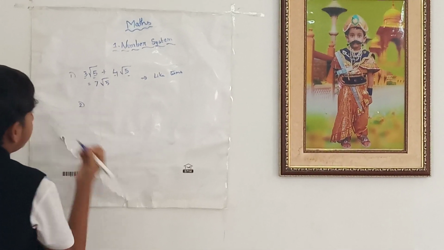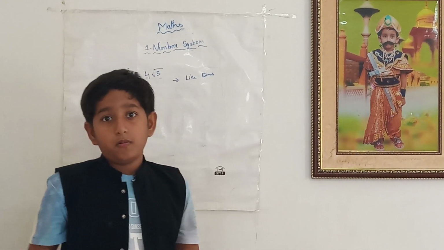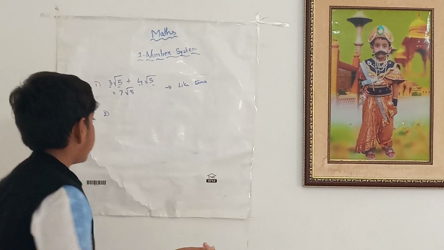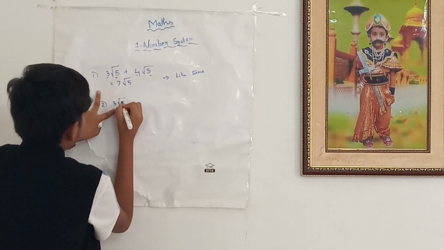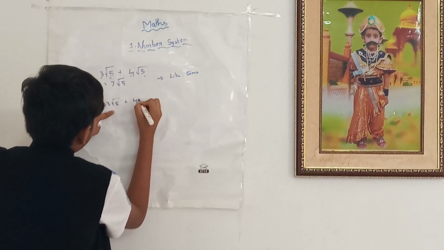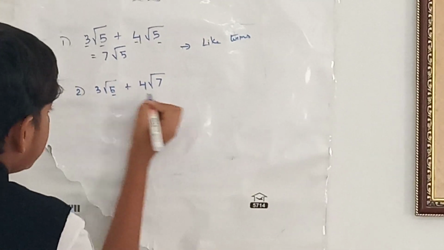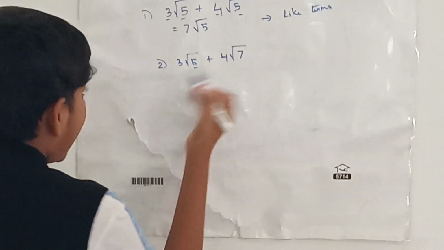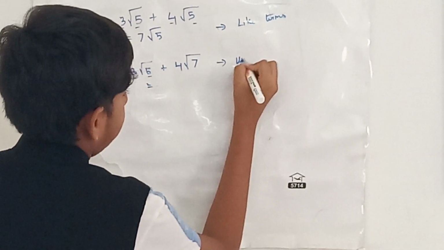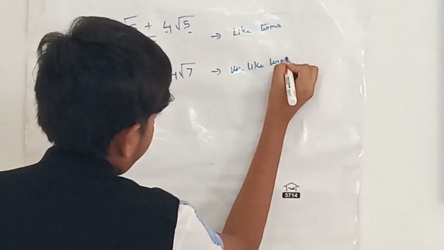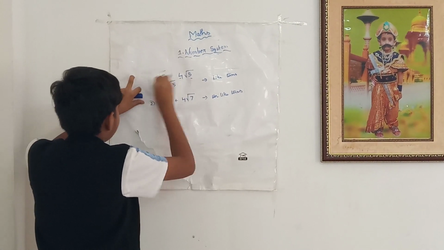And next we will talk about unlike terms. You will be having a doubt: can we add the unlike terms, can we multiply the unlike terms? We will see that. We will take the same example, but we will do one change on it. This root value we will change, we will not put 5. We will put 7. But these two are different, so we cannot add it. This is unlike terms. We will be solving problems on addition, subtraction, multiplication and division.